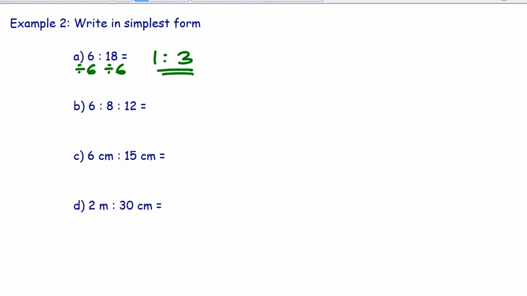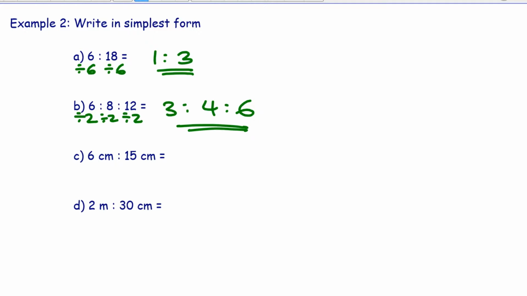Here as well, the highest number that you can divide each of these by is 2. So divide by 2, divide by 2, divide by 2. And what you're going to end up with is 3 to 4 to 6. Okay?